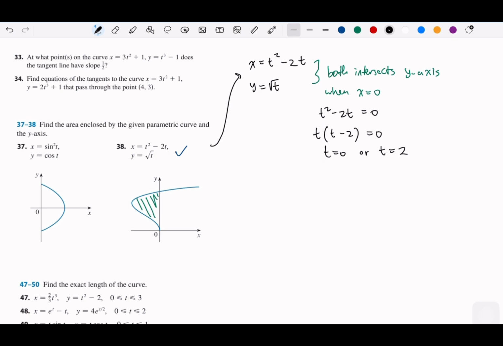Since we are going to evaluate based on these two endpoints, we have t equals 0 and t equals 2. Then we put these inside our y, because we need this y for our area here, right? So y is square root of t. It means that when t equals 0, y is 0. When t equals 2, y is square root of 2.